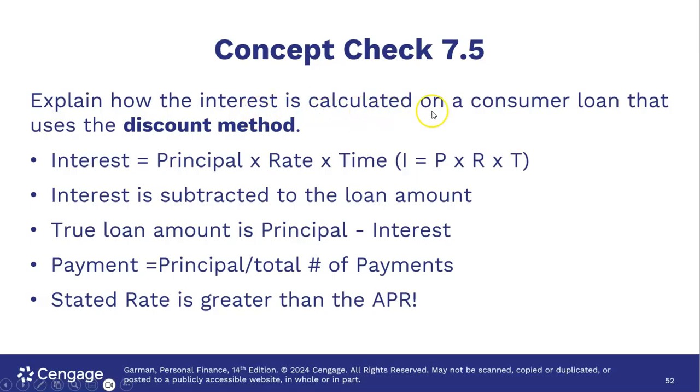How is interest calculated on a consumer loan that uses the discount method? Again, interest is equal to principal times rate times time, but interest is subtracted from the loan amount. True loan amount is principal minus interest. Payment equals principal divided by total number of payments. The stated rate is significantly less than the APR.